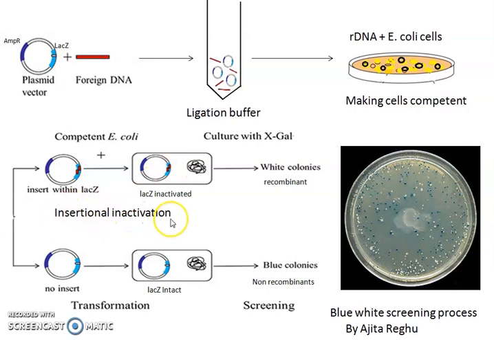This process of giving an insert which inactivates the original gene is called insertional inactivation. And such colonies when grown on X-Gal will appear white because they don't have the gene coding for beta-galactosidase. They have our desirable gene, maybe the insulin gene or whatever, but they don't have beta-galactosidase being produced. So they are not digesting the X-Gal in the culture plate. They are not using that digested product which becomes blue. So the colonies appear white.